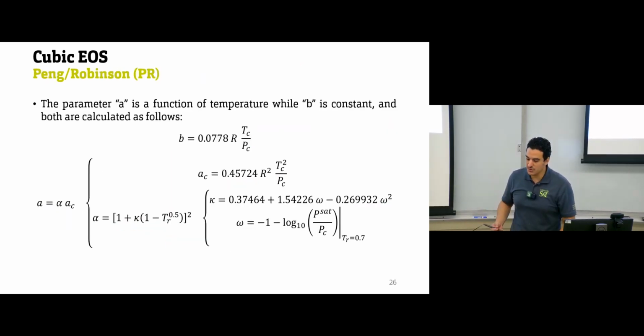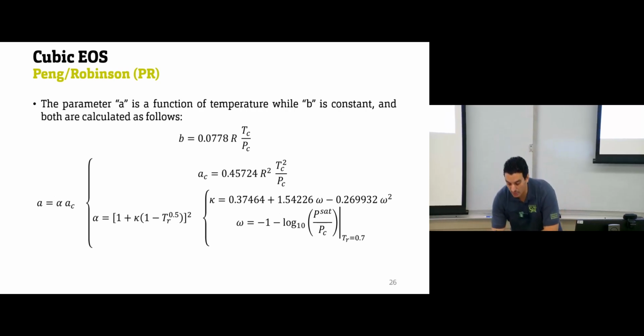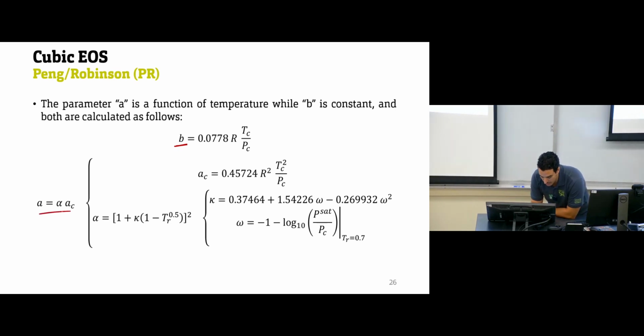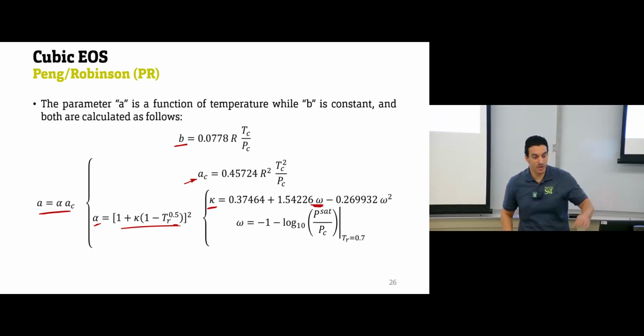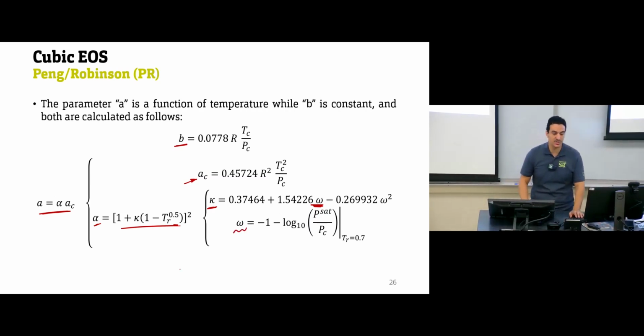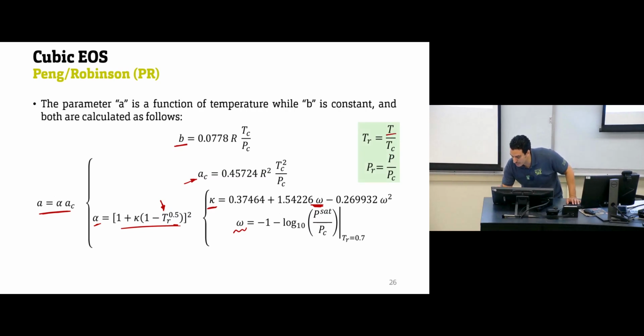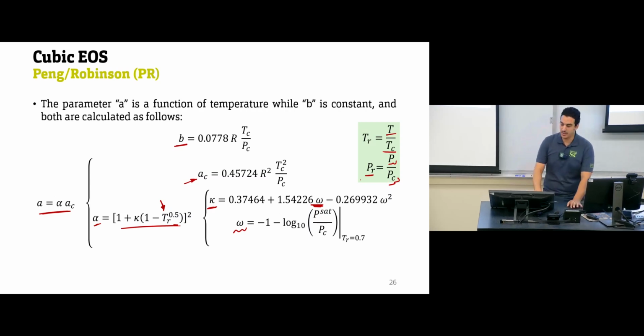If you have the Peng-Robinson equation of state, we have different equations. Again, we have an equation to calculate B, in terms of critical temperature and critical pressure. A is calculated from this one. What is AC? This is AC here, and this is the equation that we use to calculate alpha. There is an equation to calculate K, in terms of the eccentric factor. You can find it in appendix C. If not, then we have an equation to calculate the eccentric factor. Still, here we have reduced temperature, which is temperature divided by critical temperature, and reduced pressure is pressure divided by critical pressure.